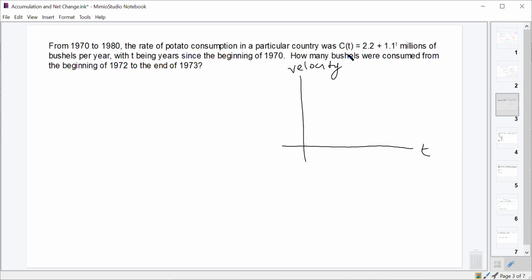You get a position. So what's the derivative of position? The derivative of position is velocity. And so the integral of velocity should be the position function.